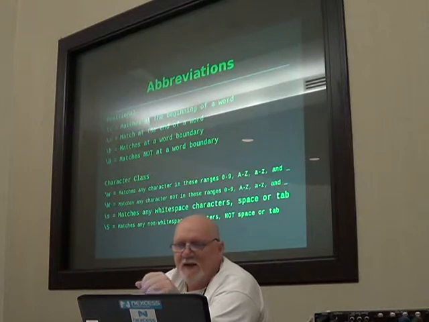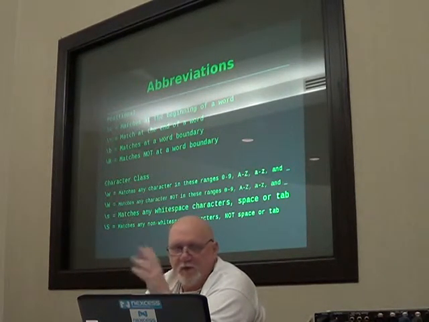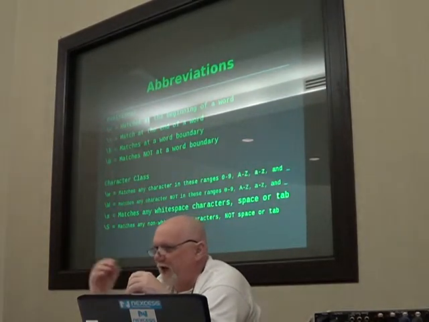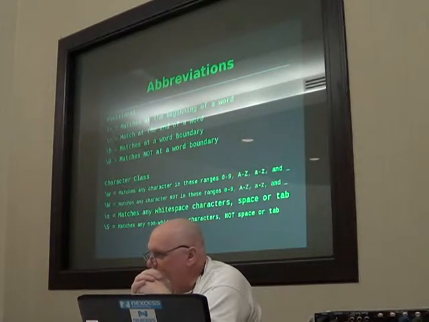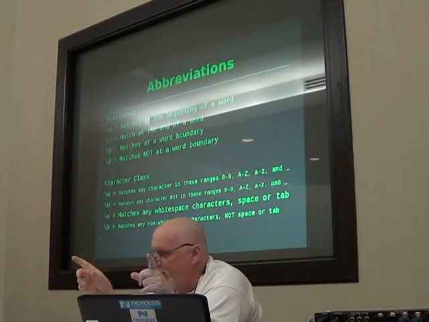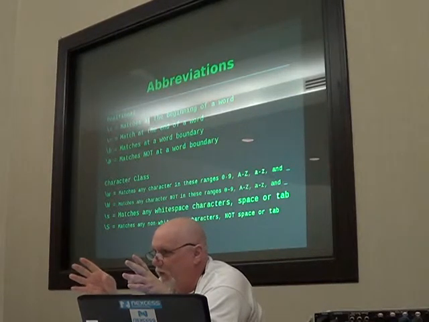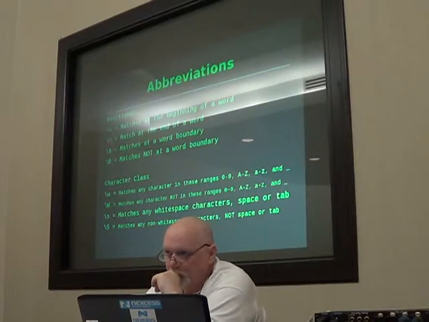And the uppercase B matches not at a word boundary. Meaning, if I'm looking for the letters BEC, and I want to make sure that they're not at the end or the beginning of a word, I would put them inside two uppercase backslash Bs. Then it would only find them if they were inside other words. With sed, you'd use the same regex.